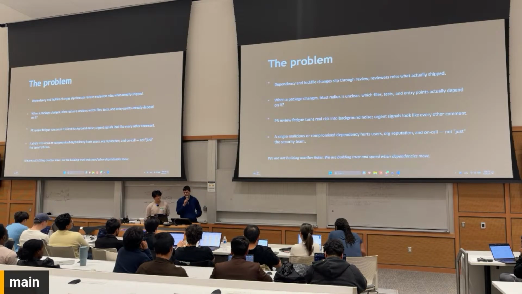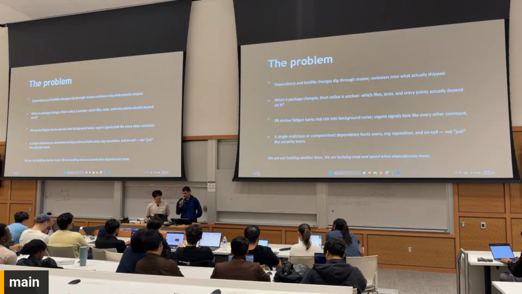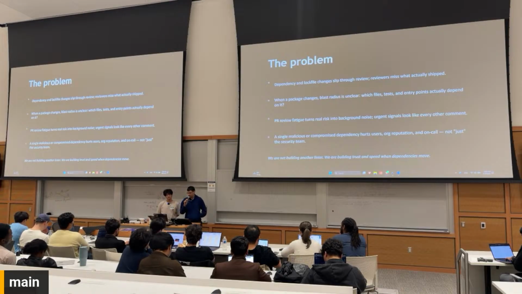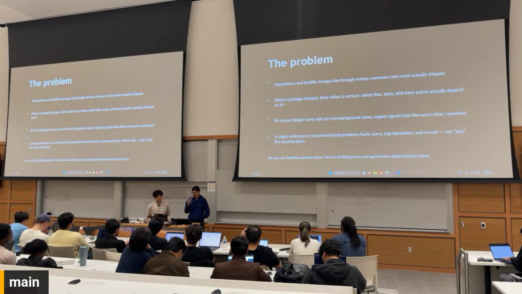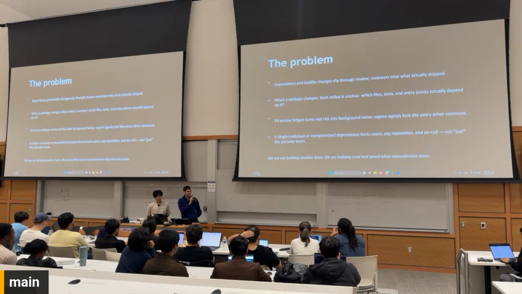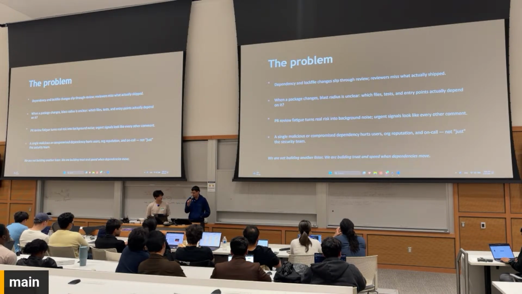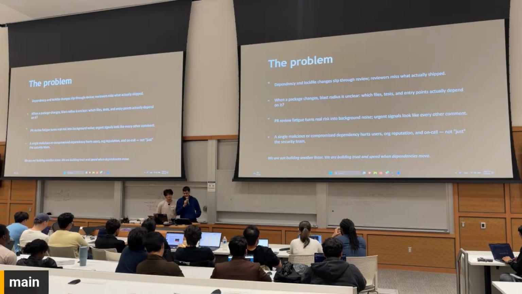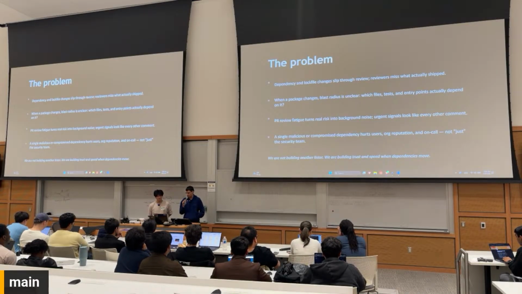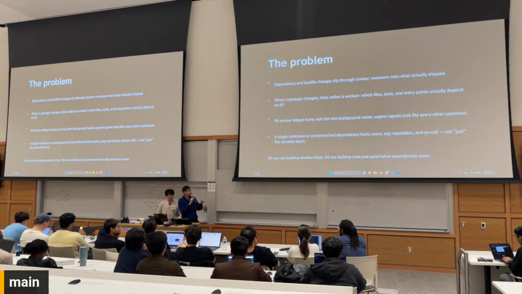3 more problems that I did face was when a package changes, the blast radius is unclear, which files, tests, and entry points actually depend on it. And there's also PR review fatigue that turns real risk into background noise. And then urgent signals look like every single other comment instead of pushing for more urgency on them. And then last but not least, a single malicious or compromised dependency can hurt users' org reputation and on-call, not just for the security team.